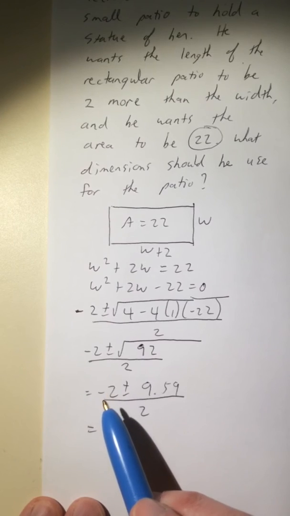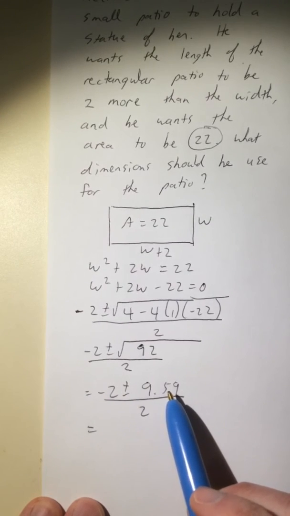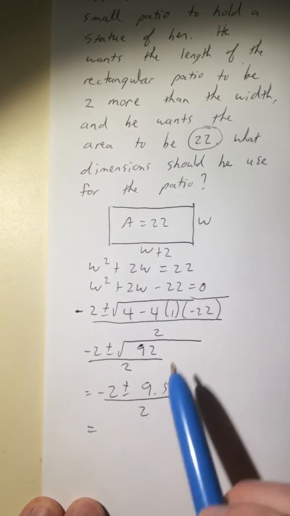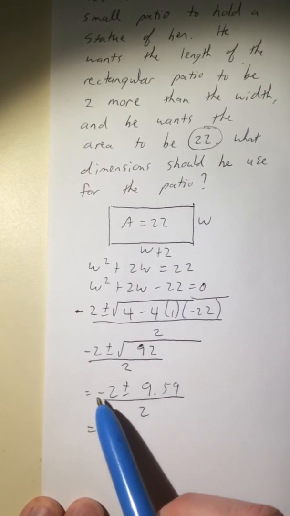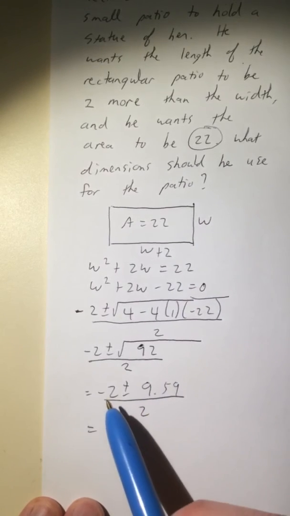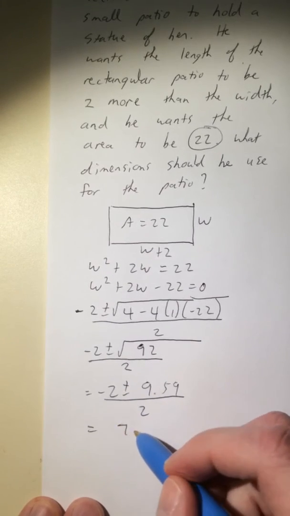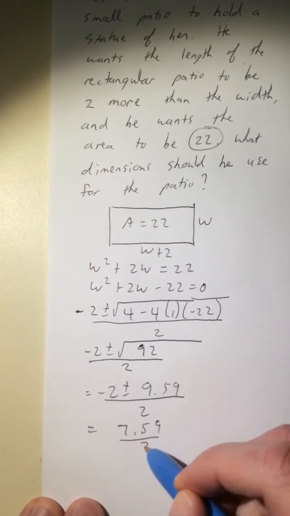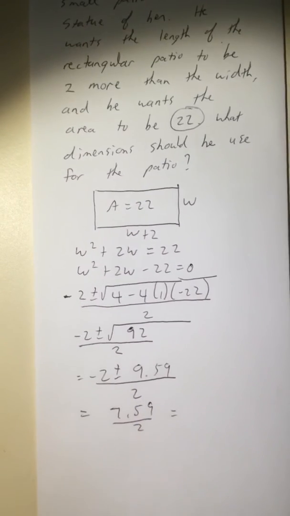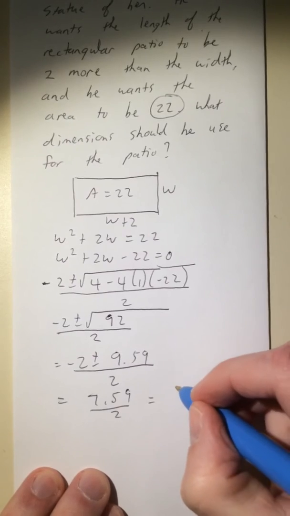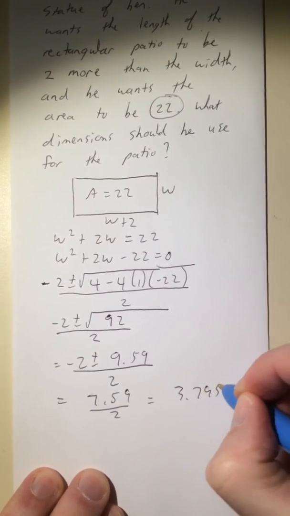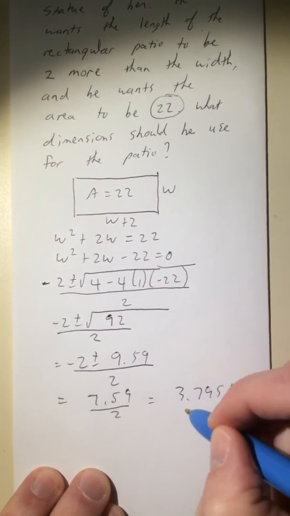And negative 2 minus 9.59 is going to be a negative number. Divided by 2 is still going to be negative, and that's not going to make a very good width. So we really only need to worry about the top piece right here. So negative 2 plus 9.59 is 7.59 divided by 2. And that's going to be 7.59 divided by 2 equals 3.795. So 3.795 feet. That's going to be the width.